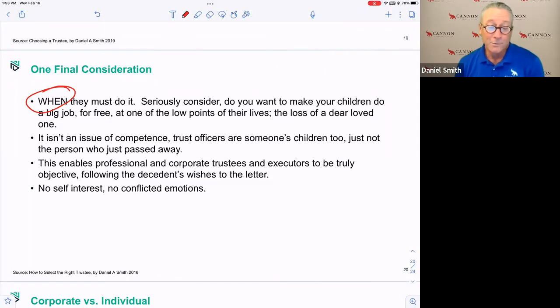So, it's not an issue of competence. As I say, trust officers are somebody's children too. They're just not the person who passed away. So that's where the interrelationship of that, I think, is a lot of times something people don't think about. When I would have this conversation with clients, that's what I would always ask them.